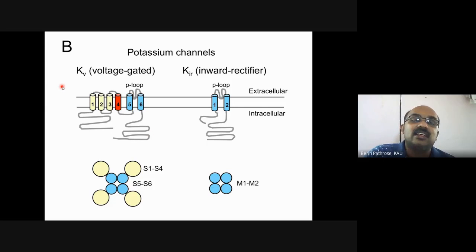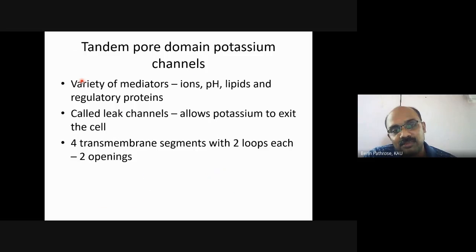One thing you can see everywhere in the literature is that these different types of potassium channels are given a particular kind of abbreviation. The voltage gated potassium channel is always represented as KV, and the inwardly rectifying potassium channel is KIR. So this is with respect to voltage gated and inwardly rectifying potassium channels.